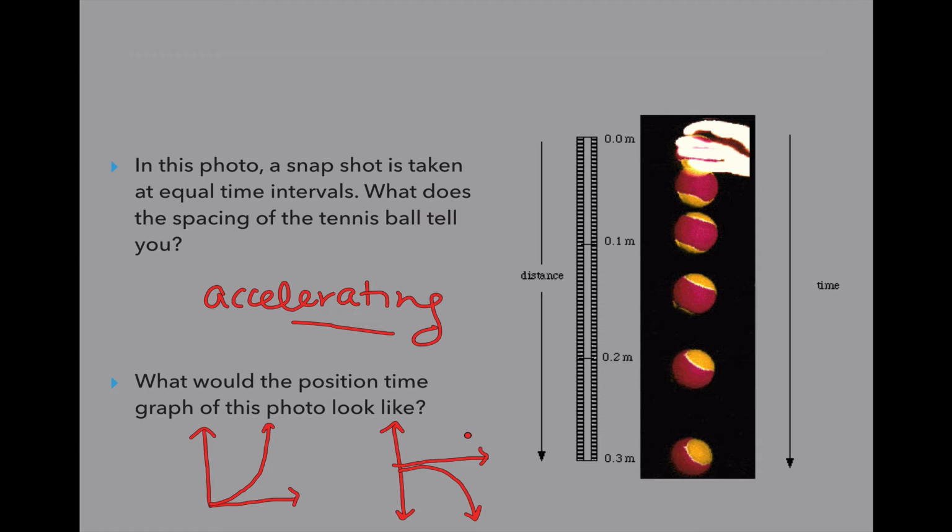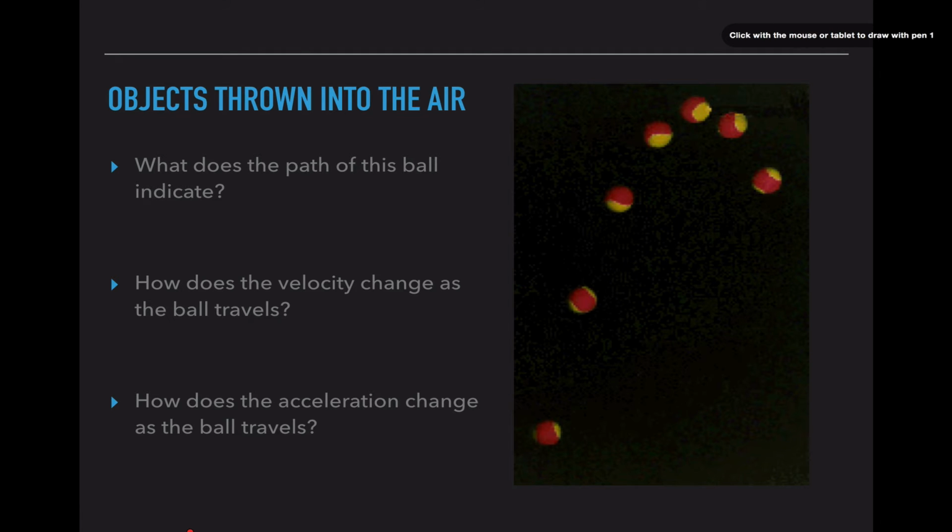Now for objects thrown into the air, we can see that this path on the right follows a curved trajectory. What that means is that as the ball goes into the air, it has a high velocity, it slows to the top of the path, and then has an increasing velocity as it falls back down to the ground. But the photos indicate that it is undergoing an acceleration because we do not have equal distances in between each photo of the tennis ball. The velocity changes in a certain way.